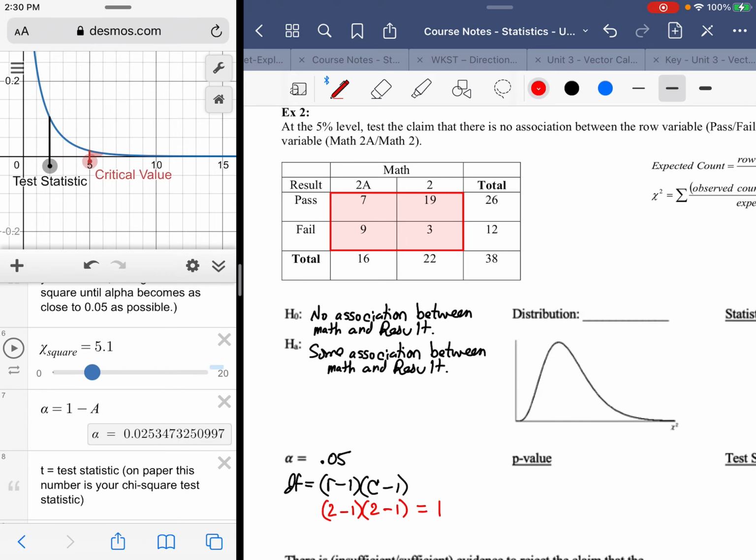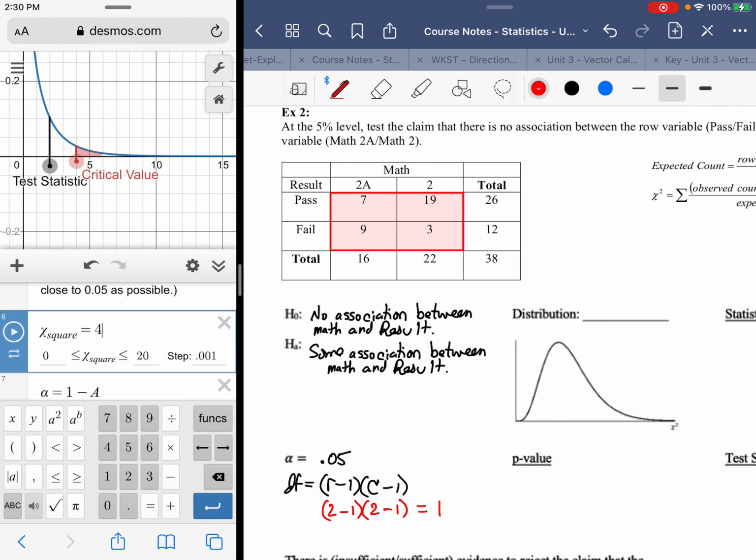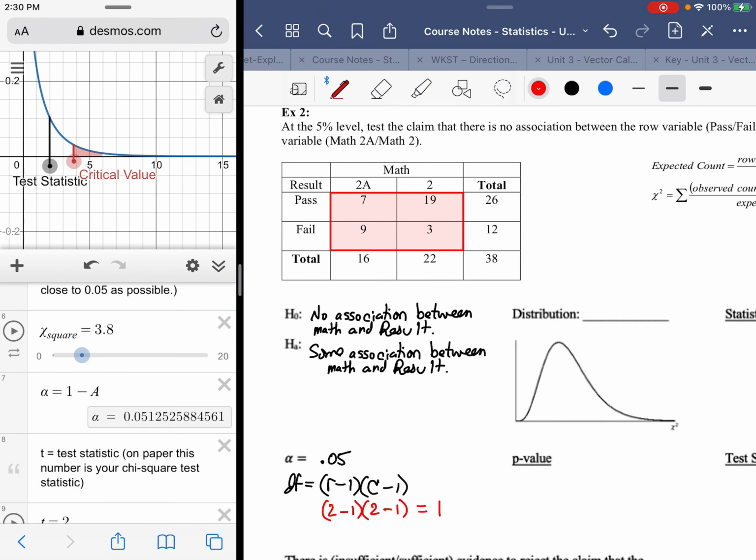I just had it. It just kind of ran away. 3.8 is what I'm trying to lock it in on. If I can't, then I will just type it in. Okay, so 3.8. That seems to be the winner. That's the closest one to 0.05.